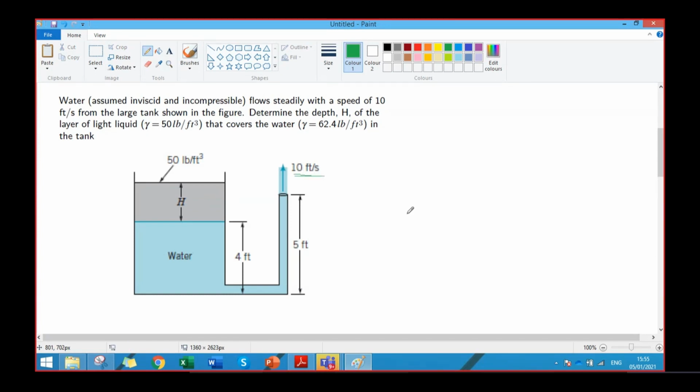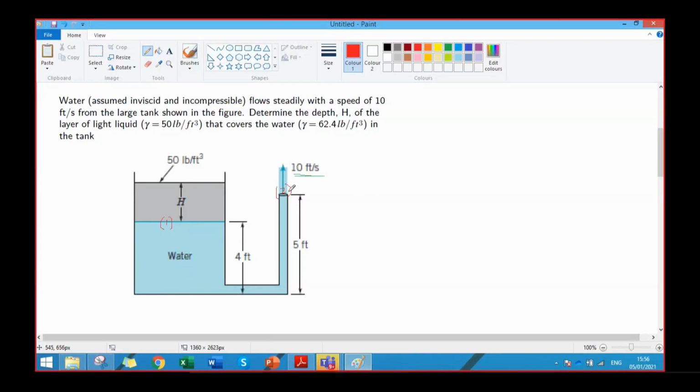Yes, sir. So how will you solve? How can you calculate the height H? Sir, we will write the total head equation. Okay, total head equation at which point? Sir, at the 4 foot and the 5 foot. So we'll choose 2 points. Let's say this interface is point 1 and this exit is point 2. Since point 1 and point 2 are both in water, the same fluid, the total head at point 1 should be equal to the total head at point 2.